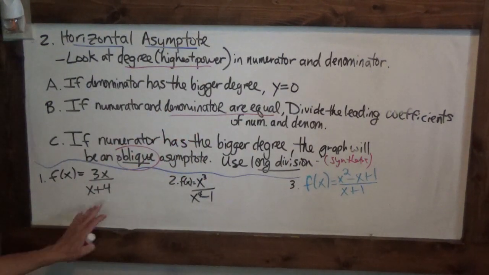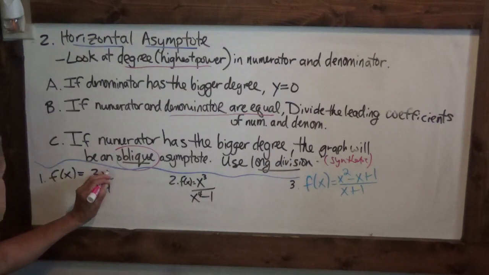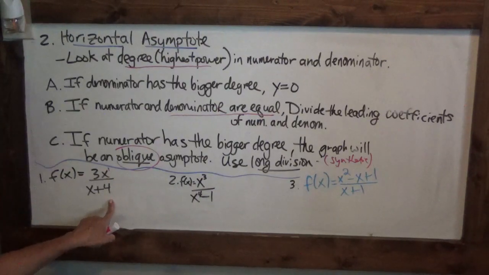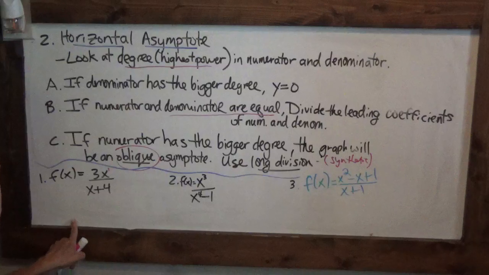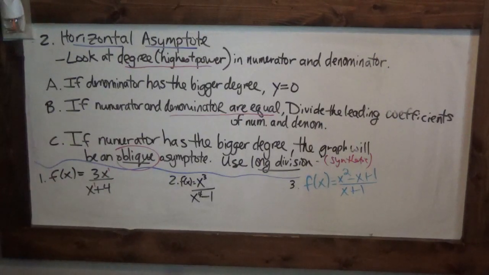Alright, let's first take a look at this one here. What is the degree of the numerator? 3x. Okay, this one has the imaginary 1 with the x, so that's a degree of 1. What is the degree of x plus 4? Well, we're looking for the one that has the highest degree, which is this one here. So, these are the same.